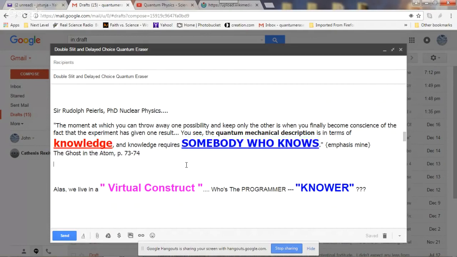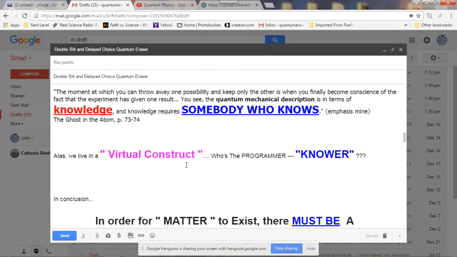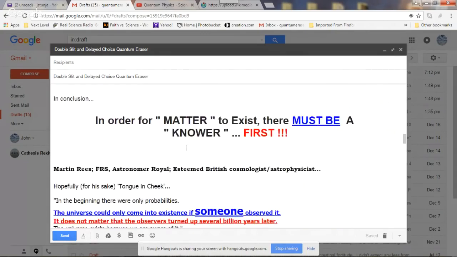He is all over this. Alas, we live in a virtual construct. Who's the programmer or the knower? Gotta have one. In conclusion, in order for matter to exist, there must be a knower first.